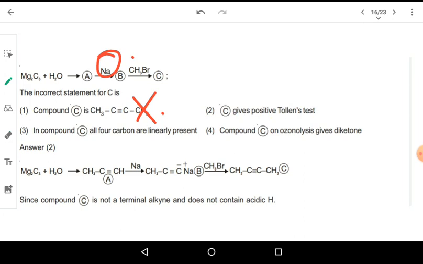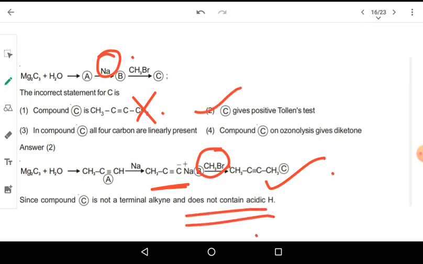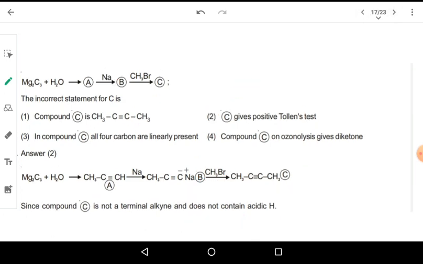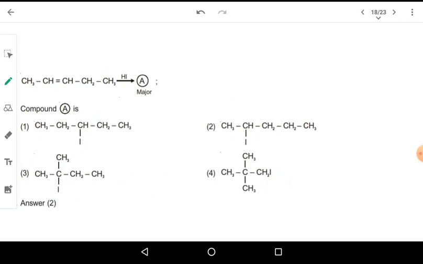So let us first treat it with sodium. When we are treating it with sodium, we get this compound. And finally, when we are treating it with CH3Br, we will be getting this compound. So this is not having a terminal alkyne, so it will not give the Tollens test. It does not contain an acidic hydrogen, so it will not give the Tollens test. That is an incorrect statement, right? That is the incorrect statement. Now let us move on to the next question.